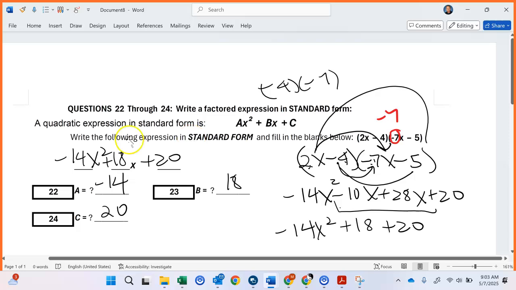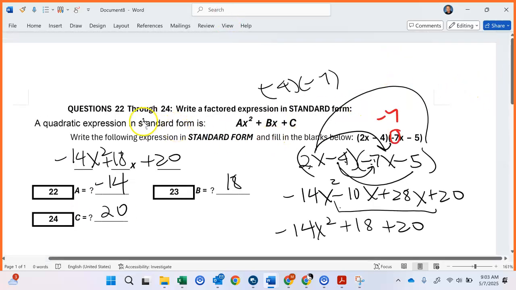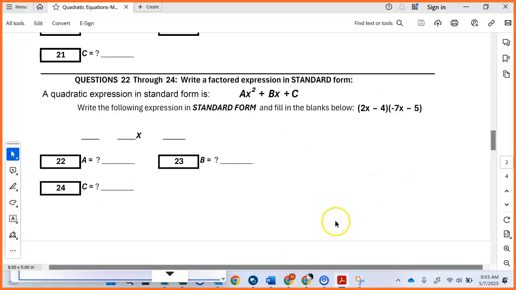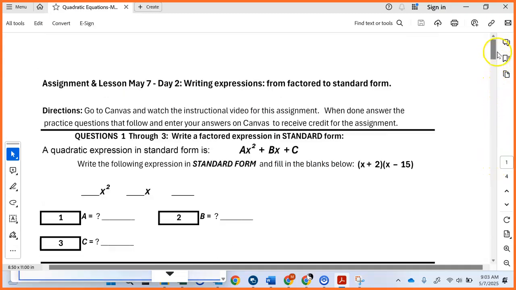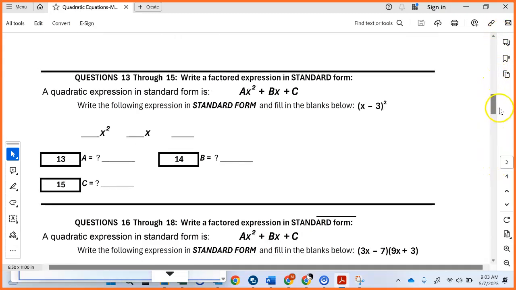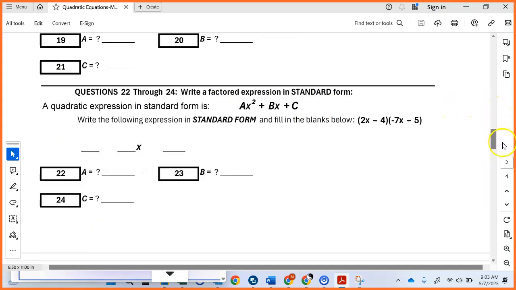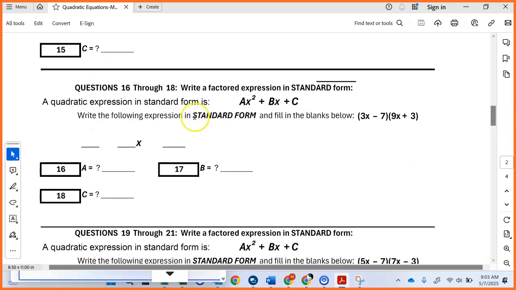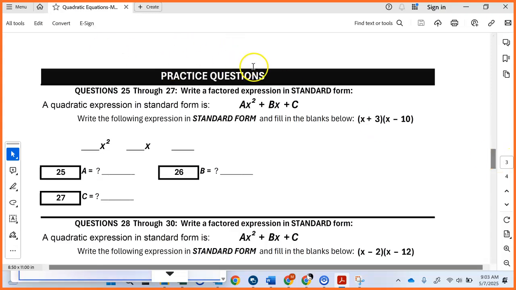So remember, there's a few left in the assignment. Go back and do the ones that you haven't done, and then finish the rest of the assignment where we got practice problems, okay? So there's practice problems, plus I don't think we did all these. I think you need to do this one, maybe that one, and maybe this one, and then when you finish, go ahead and do the practice problems and enter the answers into Canvas, okay?